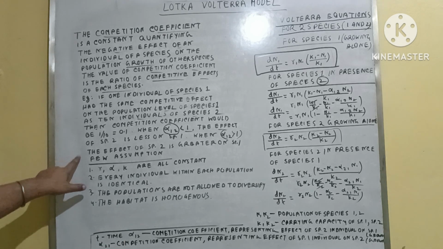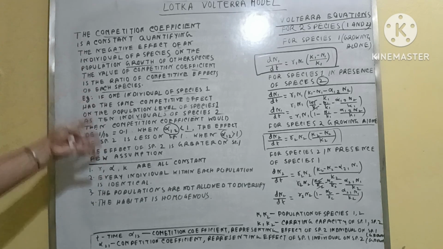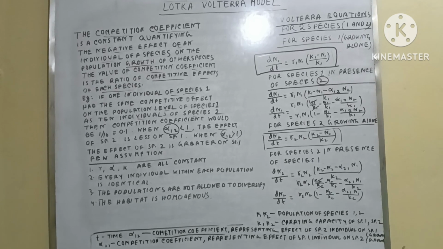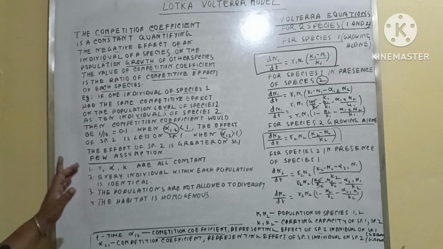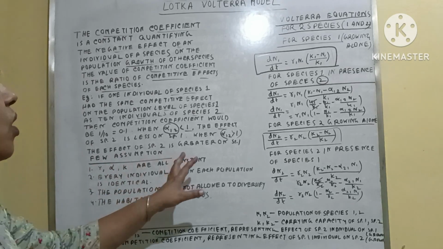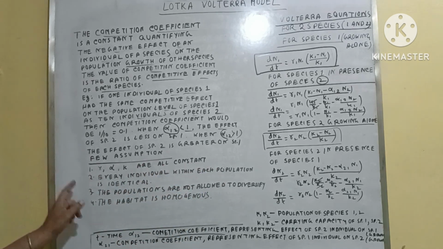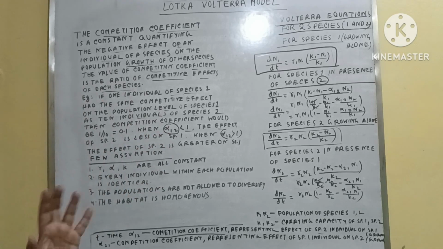Okay. So here some assumptions must be there. When these predictions are generally calculated, there are 4 assumptions taken for calculating this competition coefficient value. One, R, alpha and K are all constant. Second, every individual within each population is identical. Third, the populations are not allowed to diversify. And the fourth one, the habitat is homogeneous. If the 4 assumptions hold, the calculation of this competition coefficient value is possible.